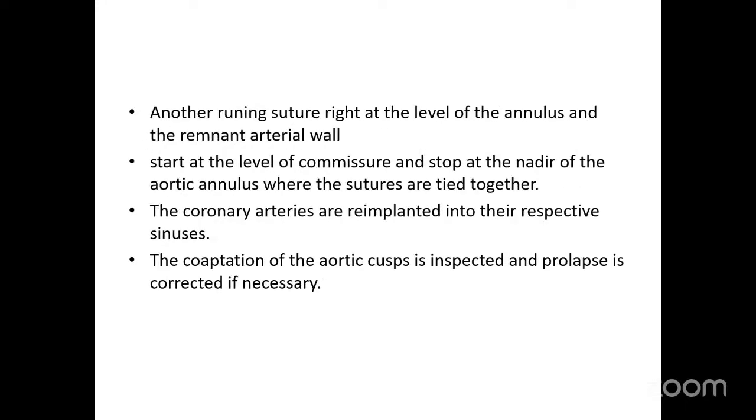Another running suture is placed right at the level of the annulus and the remnant arterial wall, starting at the level of the commissure and stopping at the nadir of the aortic annulus, where the sutures are tied together. The coronary artery is then reimplanted into the respective sinus. The coaptation of the aortic cusps is inspected, and prolapse is corrected if necessary after the reimplantation.